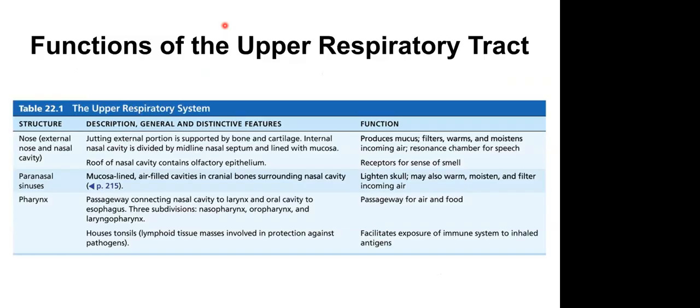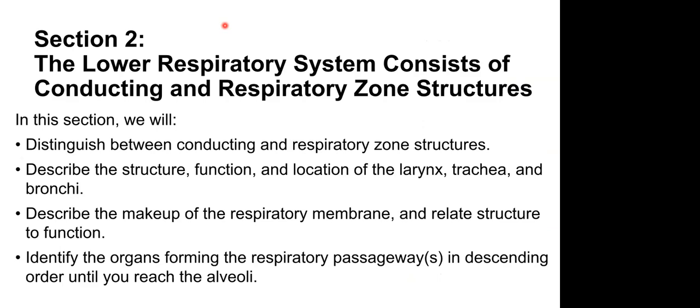So this is just a summary of basically everything that I just said about the different structures of the upper respiratory tract and their functions. So now we can move on to the lower respiratory tract, and this is going to consist of the conducting and respiratory zone structures. We'll talk about the difference between conducting versus respiratory zones, describe structure, function, and location of larynx, trachea, and bronchi, talk about the makeup of the respiratory membrane and related structure to its function, and finally identify the organs that form the respiratory passageway in descending order from the top basically all the way to the alveoli.